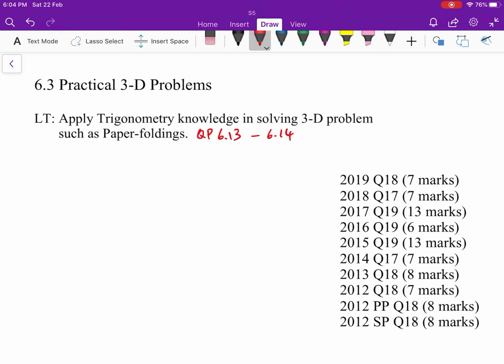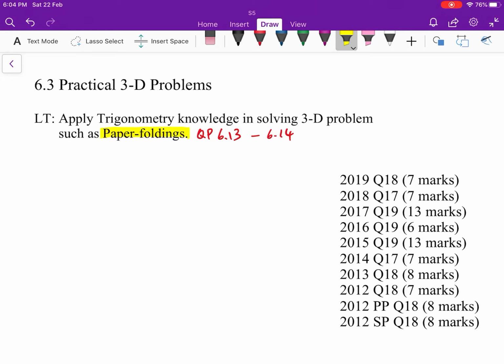Today we continue talking about 6.3, the practical 3D problem. Beside yesterday, we have learned how to solve the trigonometry 3D problem by using the angle of elevation and angle of depression. Today, we will focus on another one, okay? So today we need to learn how to apply the trigonometry knowledge in solving 3D problems such as paper folding questions.